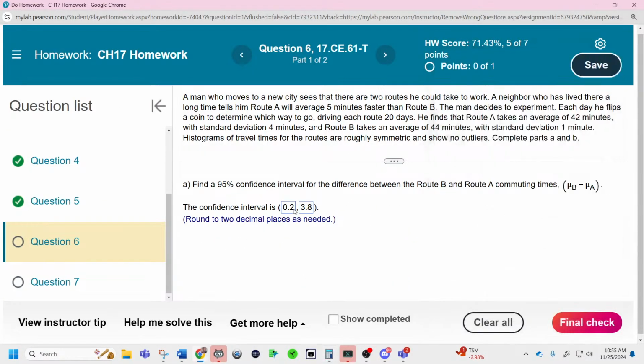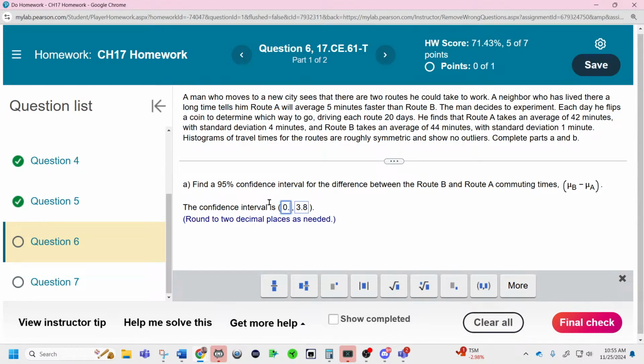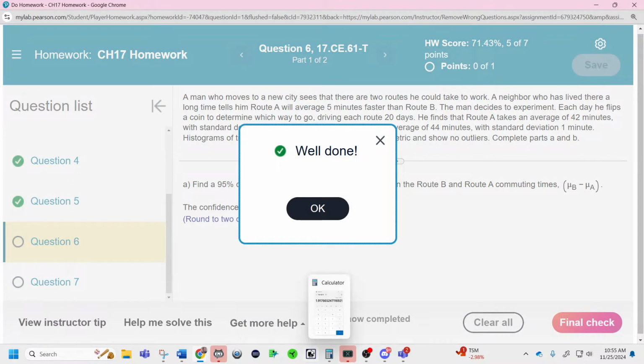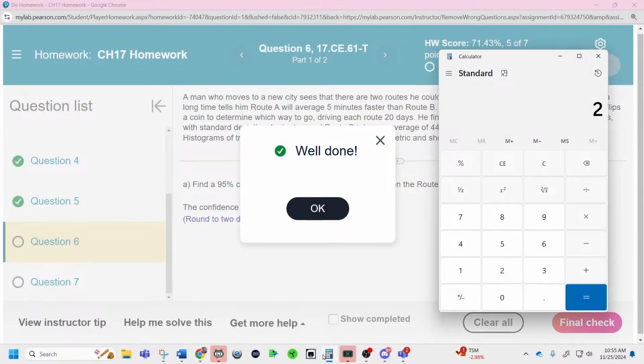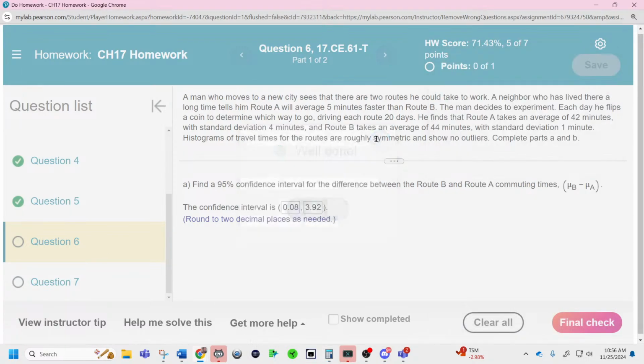So 1.92. So we're very close. And then that should be it. We did it. And that is because we did 2 plus 1.92, 2 minus 1.92. There you go. Does that make sense on how to solve these numbers?